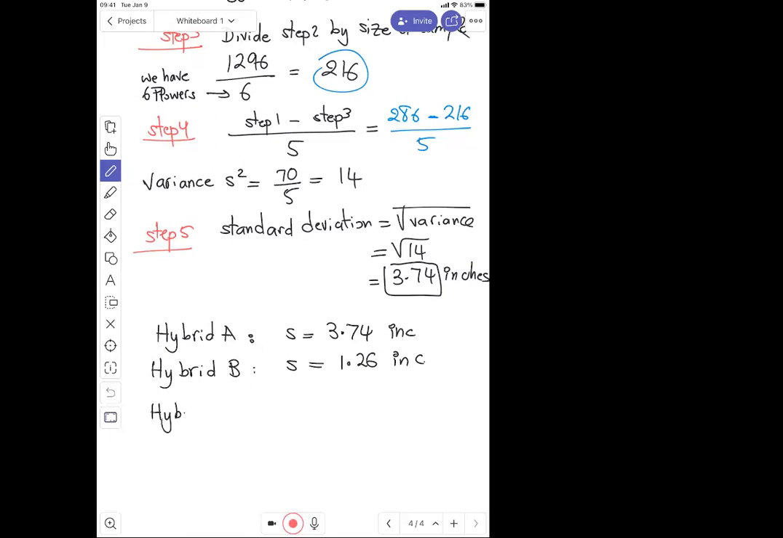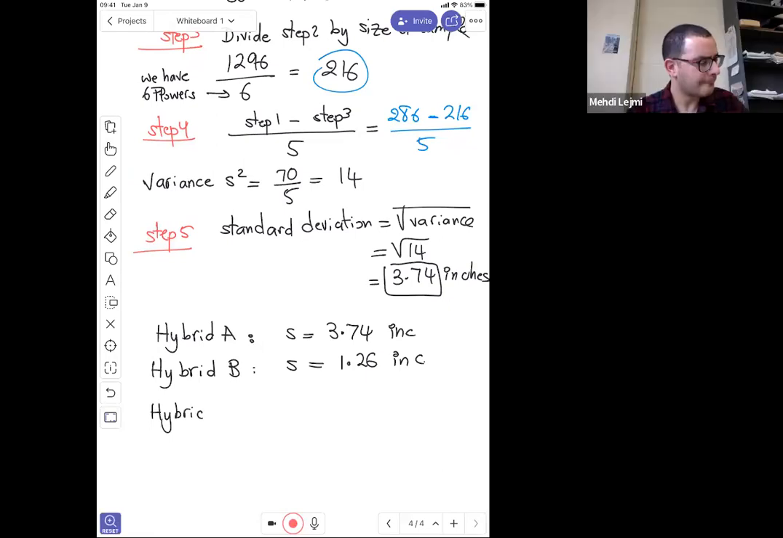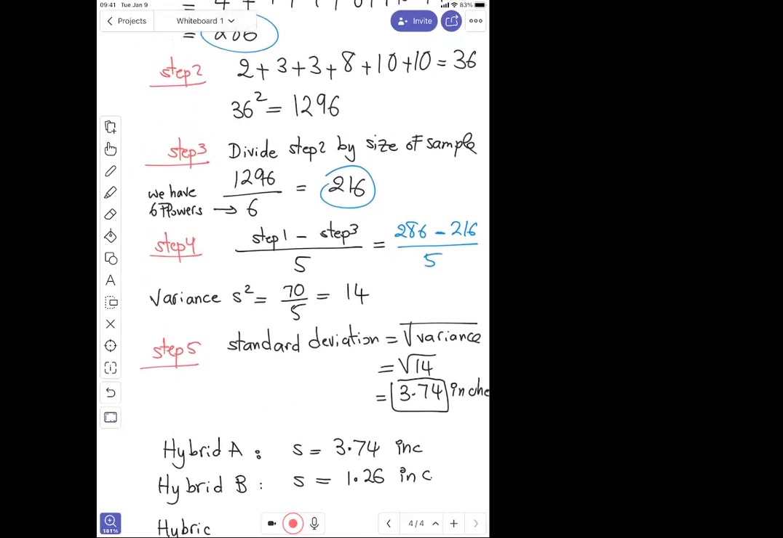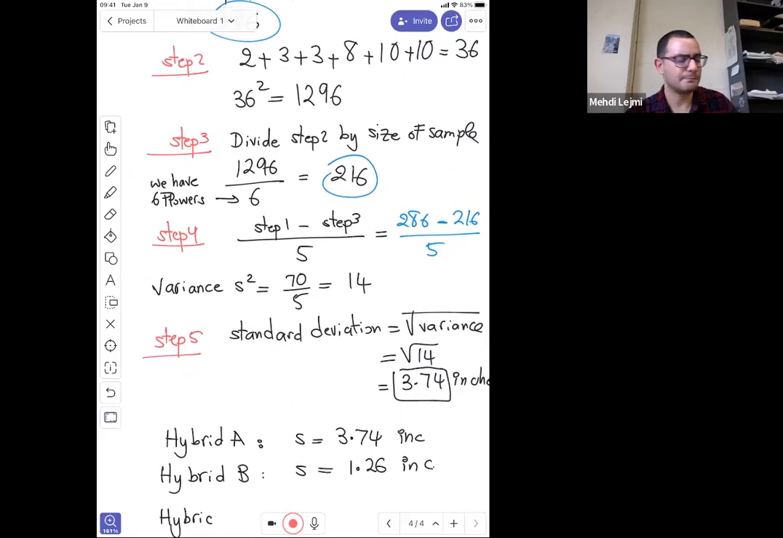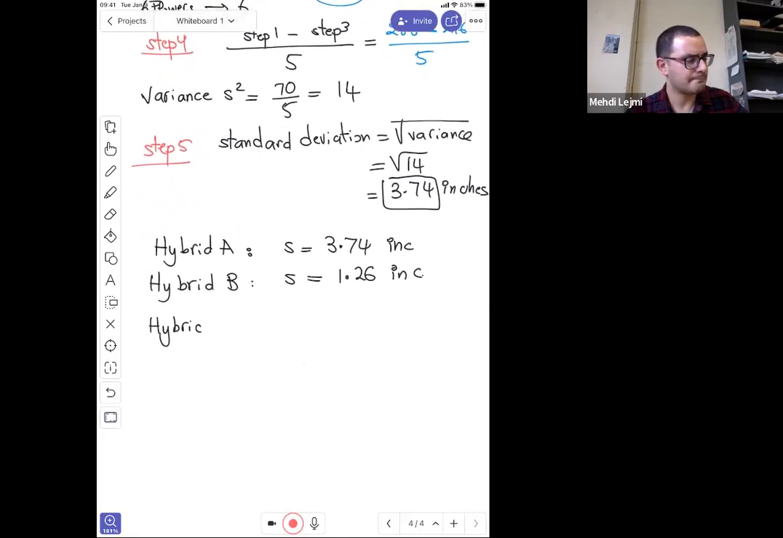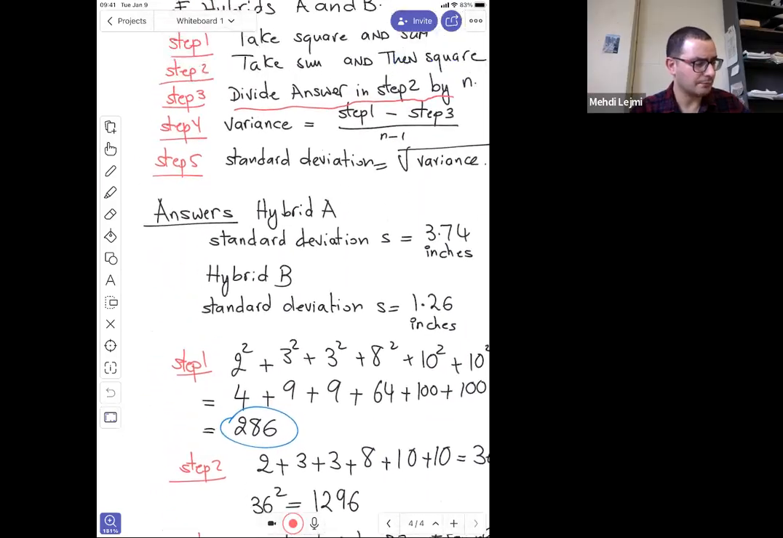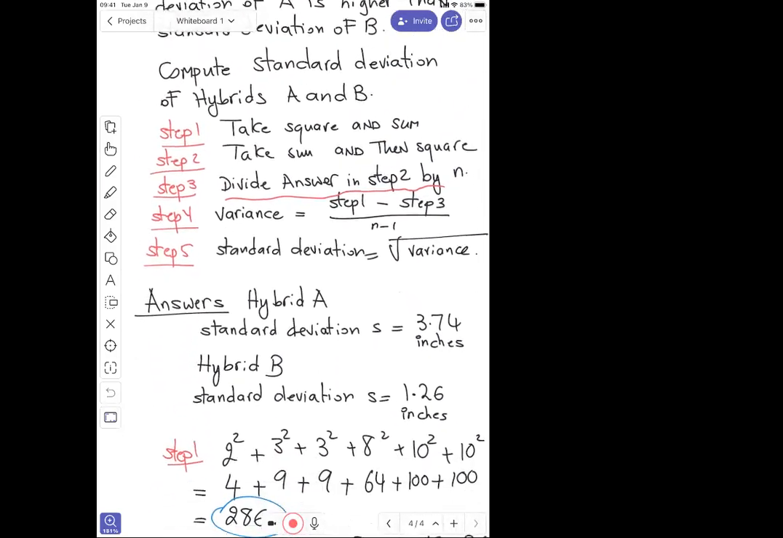And Professor, just one second. When you did all of that formula for hybrid A, you have to do that formula all over again for B too, right? Yeah, absolutely. Of course, we have different numbers, but they follow the same steps.